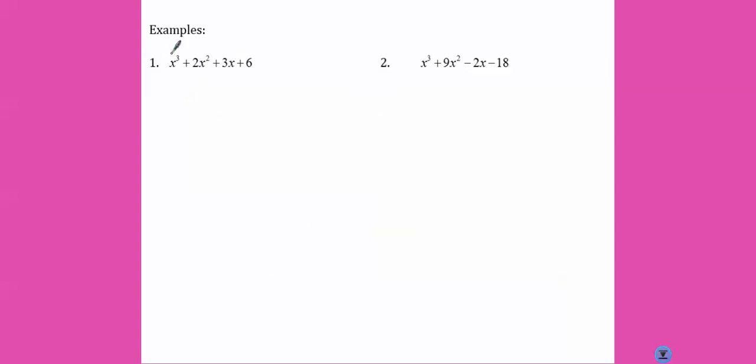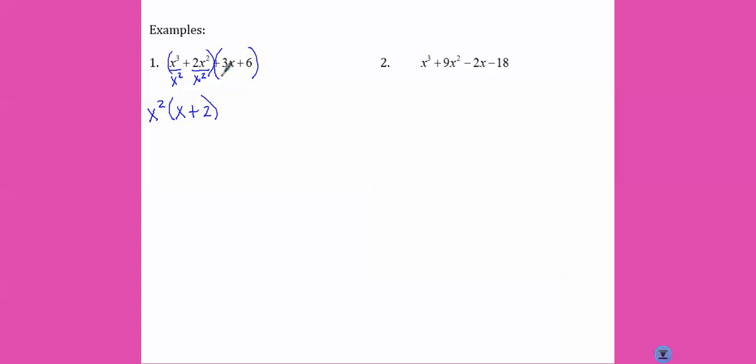So our examples. Group the first two. Find the GCF. So the biggest thing that these two have in common is x squared. So I'm going to divide out x squared, divide out x squared. X squared goes outside, and I'm left with x plus 2.